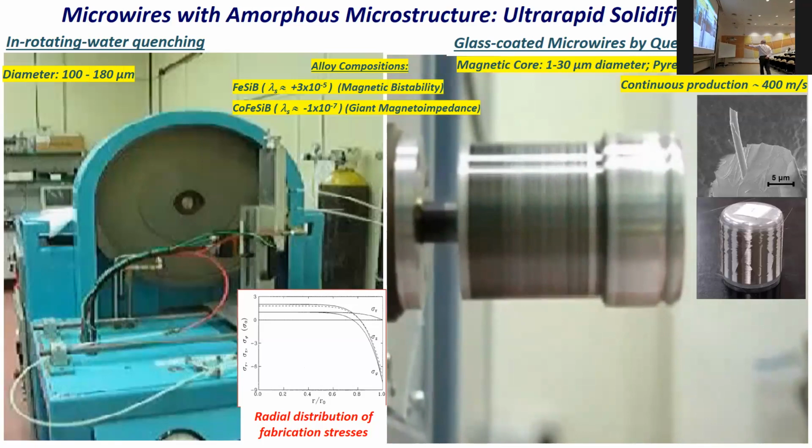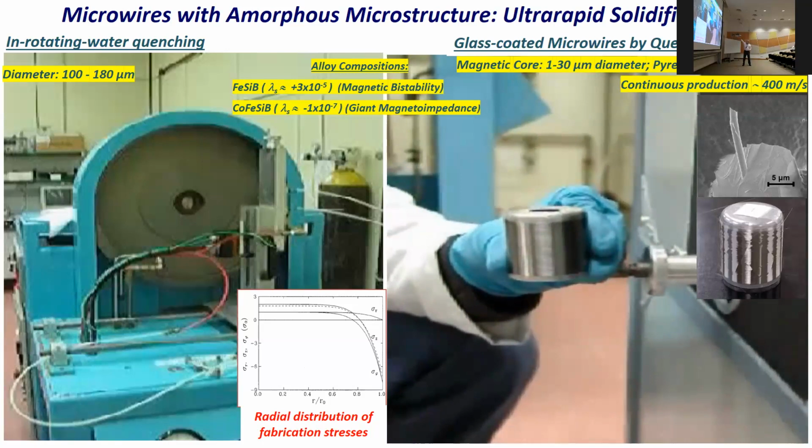And so you see there an image of the microwire. There is a core, which is metallic, ferromagnetic, amorphous, and is coated by the pyrex. The pyrex is the material, the tube that we had at the beginning. So in the process of fabrication, we obtain this glass-coated microwire. And during this process, the mechanical stresses are very, very strong because of this quenching process.